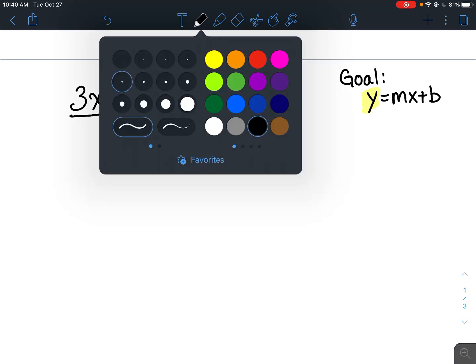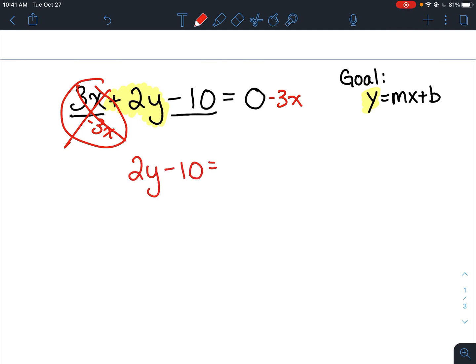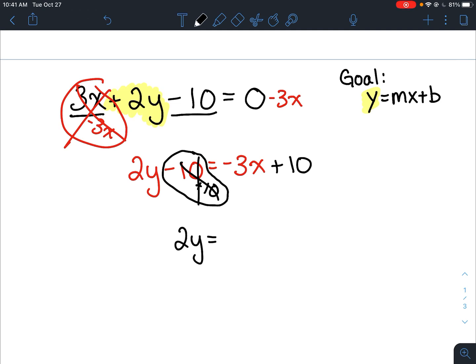So how do I get rid of a positive 3x? Why don't we subtract it from both sides, just like we do when we solve equations. So 3x minus 3x, gone. I'll be left with 2y minus 10 equals 0 minus 3x, which is just minus 3x. I still want to get rid of my negative 10. What's the opposite of negative 10? Positive 10. That's how I make things disappear: I do the opposite operation. So negative 10 plus 10, those are gone. Add 10 to that side. So I'm left with just the 2y, like I wanted, and then negative 3x plus 10.